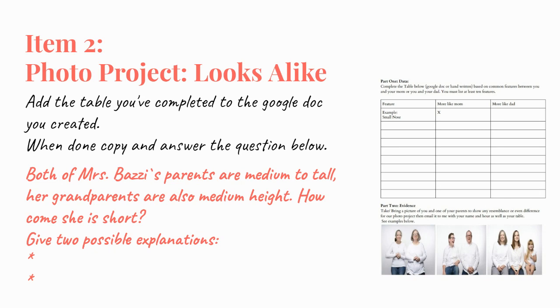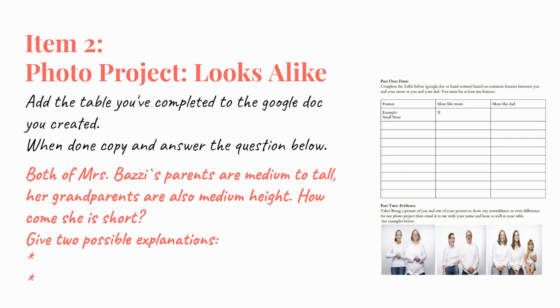You can see on the right side, the table says the feature. Is it more like your mom, more like your dad? So maybe pick 10 different features. For example, I picked that I think that I have a small nose. Is it more like my dad or like my mom? It's more like my mom, so I'm going to put an X there. Go ahead and put 10 features after you add a table.